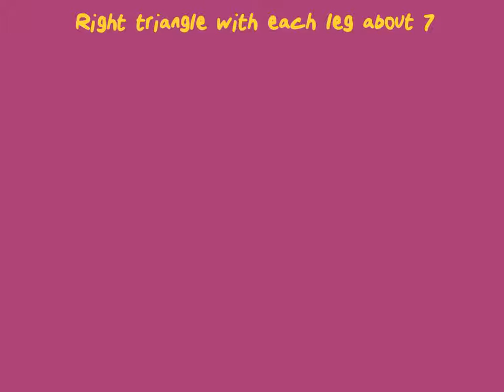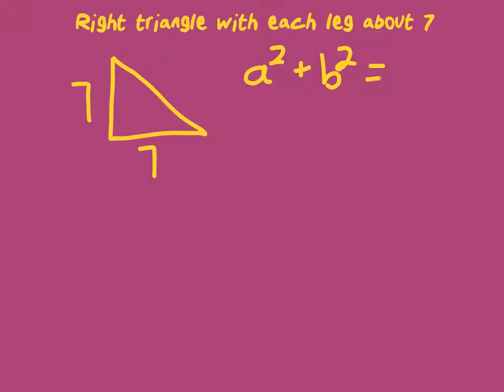There's no use complaining about it, so we're going to start with the right triangle with each leg about 7 centimeters. If each leg is 7, we have to find the hypotenuse, the longest side. These are the legs. If you can remember how to find the hypotenuse, it's a squared plus b squared equals c squared. So this is going to be c.